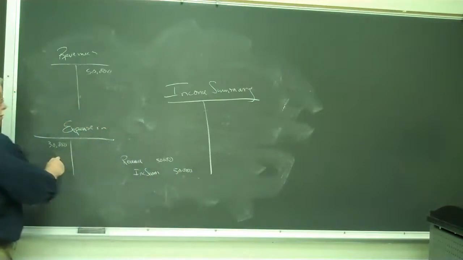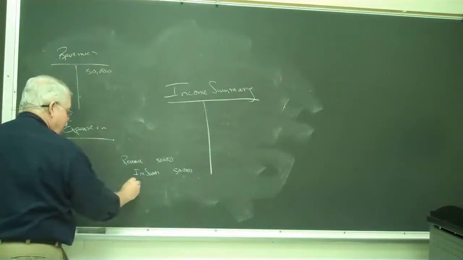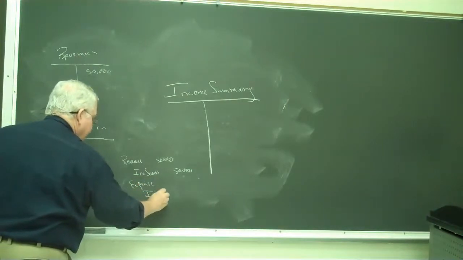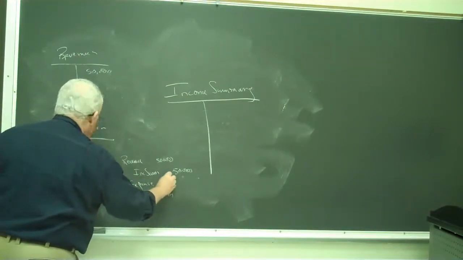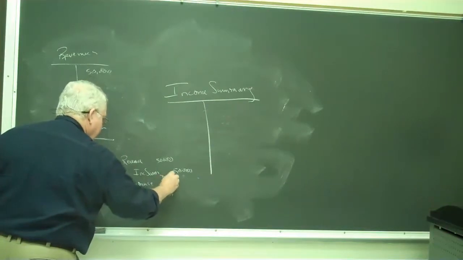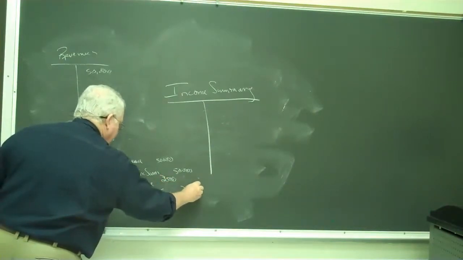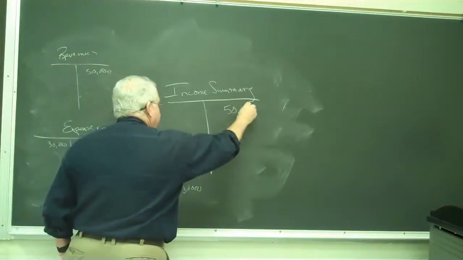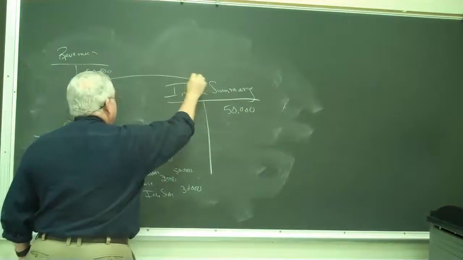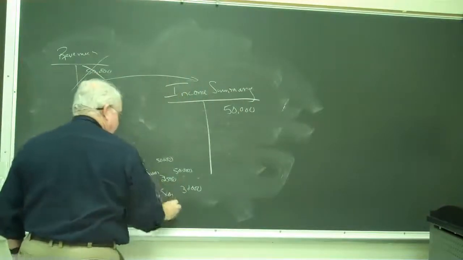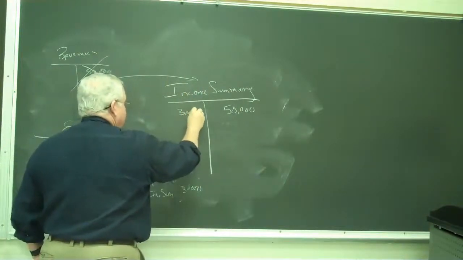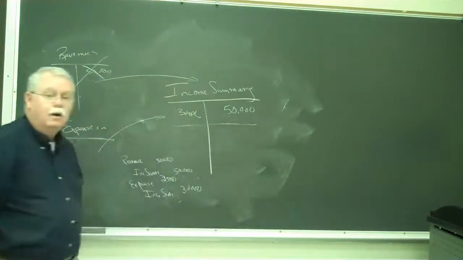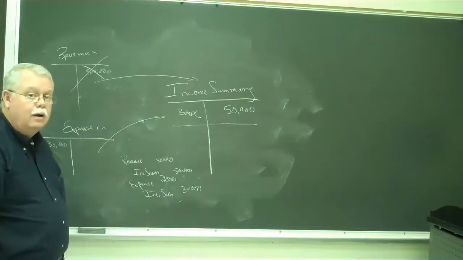I'm going to do the same thing for expenses, except I'm going to credit expenses, debit income summary, $20,000, not $30,000. So what does my income summary account look like? It's got this for moving all these over there, and it's got $30,000 here for moving all of these over here.